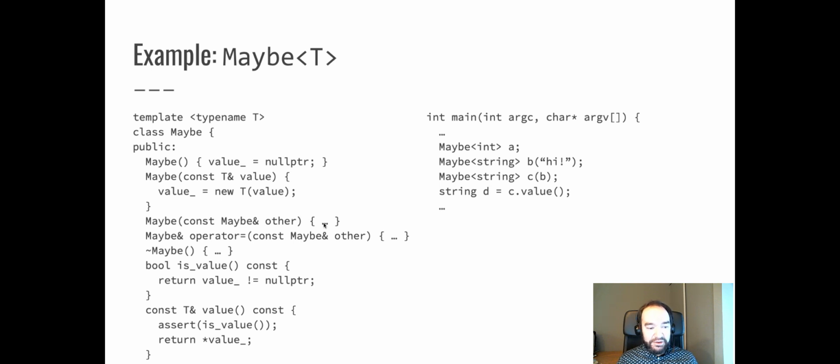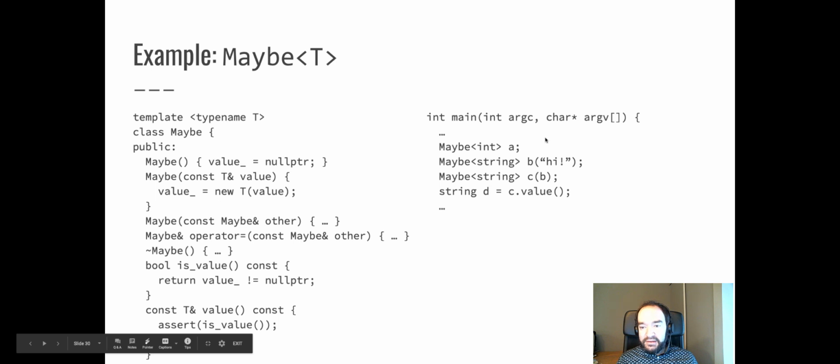I put ellipses here just for the sake of space and time. I added another couple of functions. For example, Boolean isValue tells you whether or not this maybe currently contains a value, and that's true, that there is one, if the value pointer is not null. Or an accessor function, otherwise known as a getter function, that returns the current value. Notice that it returns a T. It doesn't return an int, it returns a T.